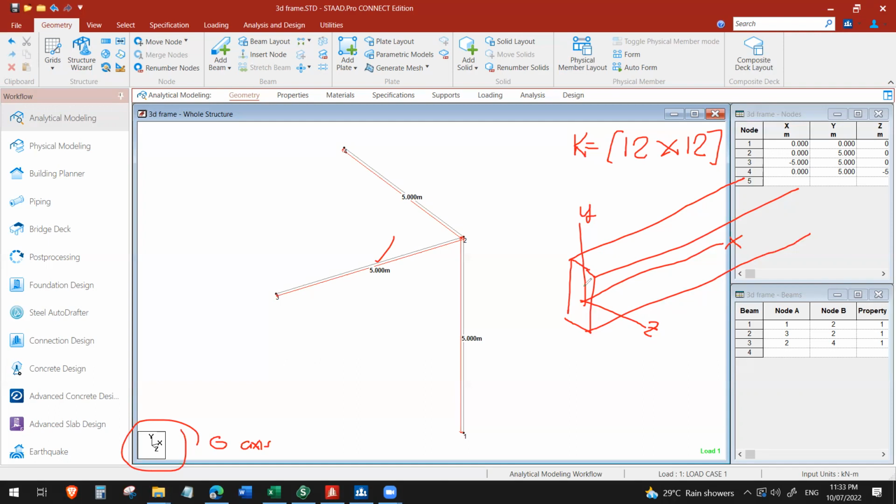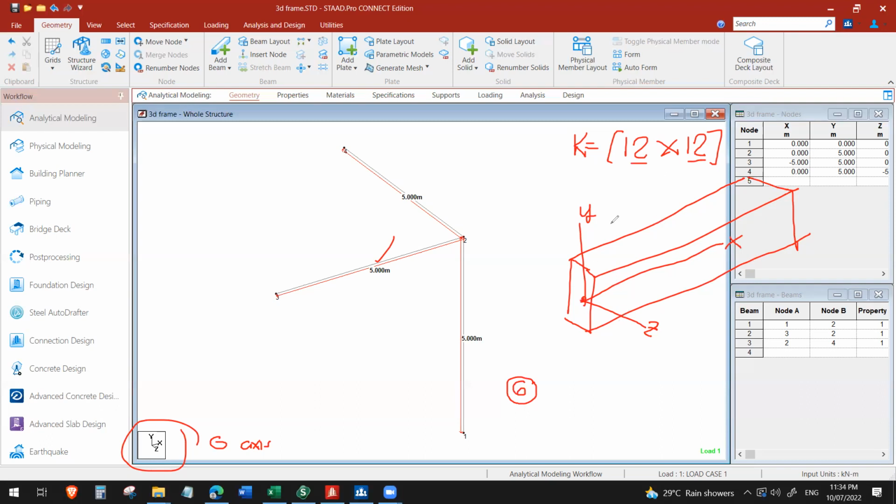Each node, the beginning node of a space frame member, will have 6 degrees of freedom per node. So you have 6 here, and then the other end is another 6. So 6 plus 6 is 12. That will be a 12 by 12 stiffness matrix.